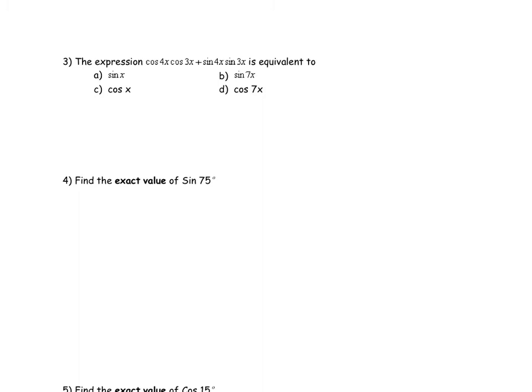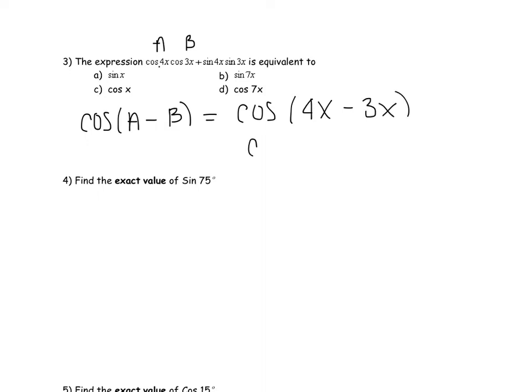I believe that one was cos A minus B. So again, here's my A, here's my B, and we did cosine of A minus B. What's A? Nothing but 4x. So this is the same thing as cos 4x, and B is 3x. So 4x minus 3x is just x. So that simplifies to cos x. Choice C.